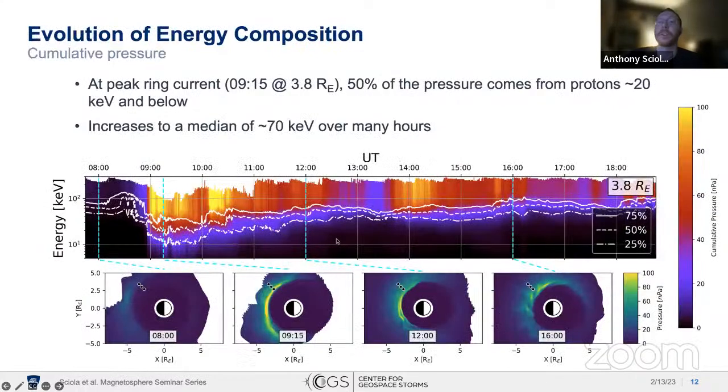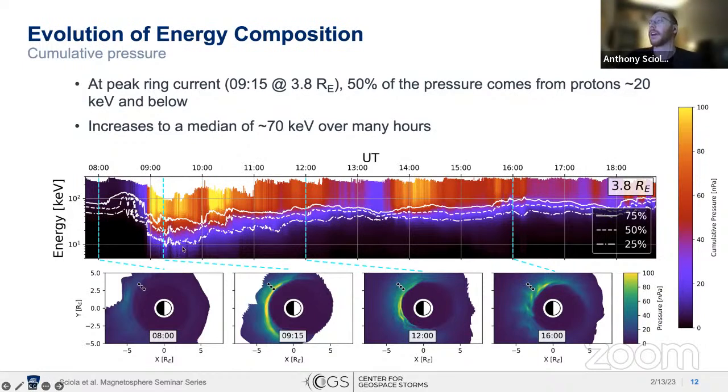Okay, so now we'll actually look at the evolution of the energy spectra. On these equatorial plots, I have these 3 dots. We're going to look specifically at this innermost one. This is located at 3.8 RE with an MLT of 21. And I'm plotting the cumulative pressure as a function of energy and time.